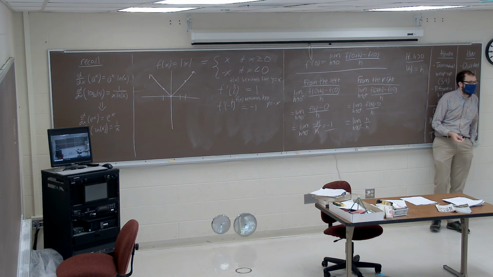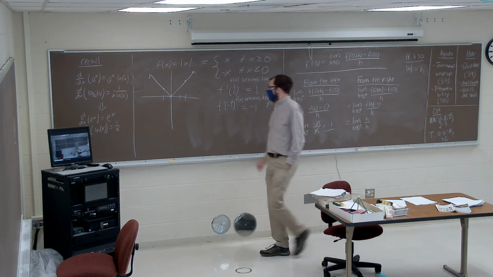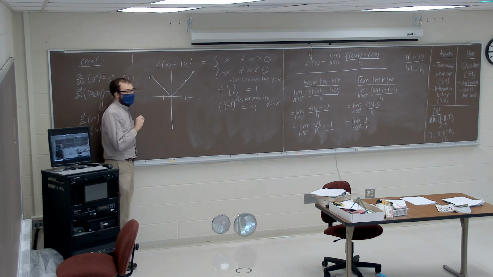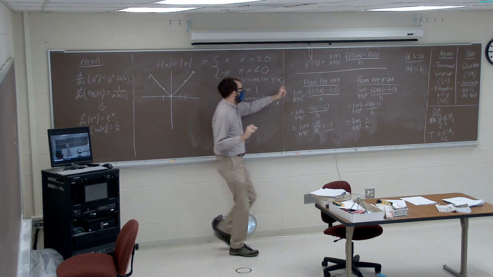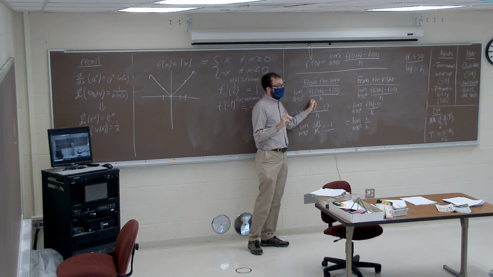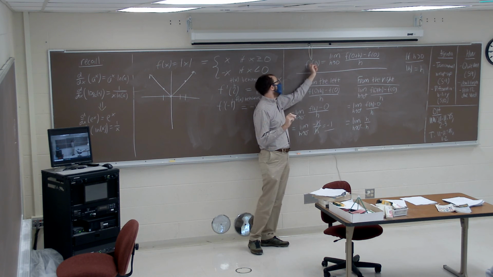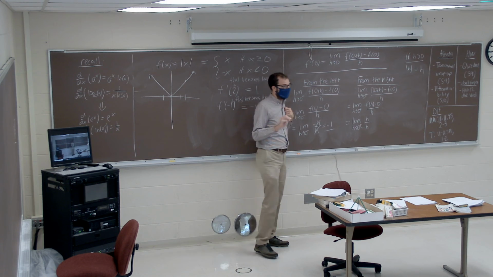I might just be confused, but I don't see how, from the left, that function is approaching negative 1. How is f of x approaching negative 1? From the left, it certainly looks like it's approaching 0, doesn't it? Yes, I think it is. Fortunately, that's not what we're looking at. We're looking at f prime of 0, which is not the same as f of x.